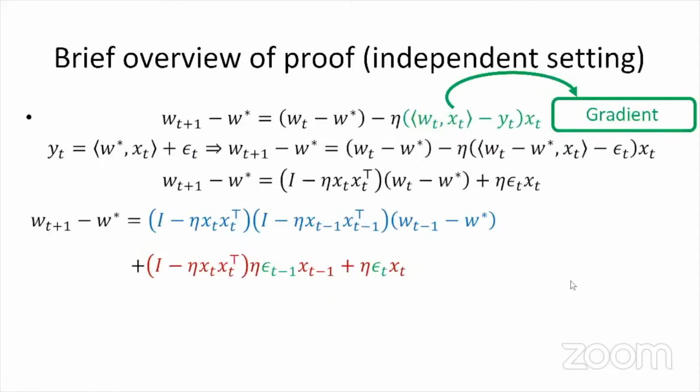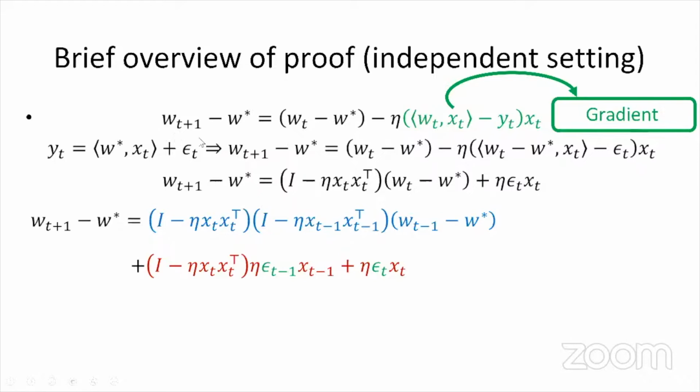Okay. So let's look at a brief overview of the proof when we have the independent setting. How do we prove the convergence of stochastic gradient descent? Let's go line by line. W_{t+1} is given by W_t minus the step size times the stochastic gradient, right? This is the stochastic gradient. And we just subtract W* from both the left hand side and the right hand side, just to make it a recursion on the distance from the optimum, right?